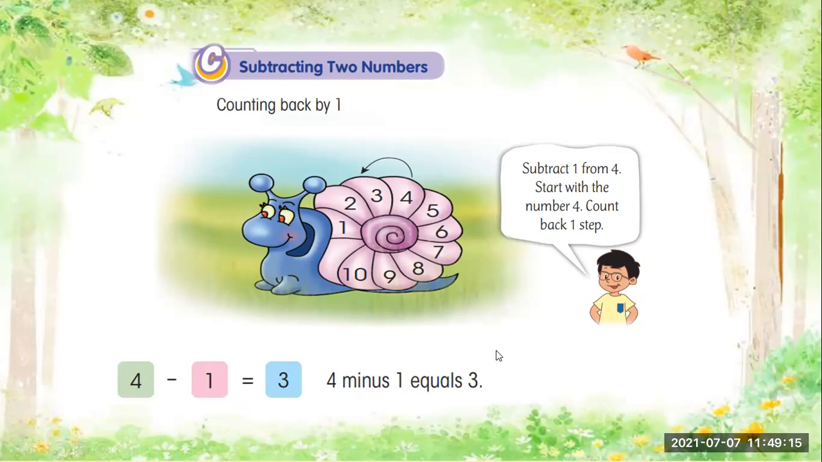So we count backwards. We start from the number 4, going back one step backward. That is minus 1. So the answer here is 3. Okay, very easy. 4 minus 1 is 3. So just step backward one time.